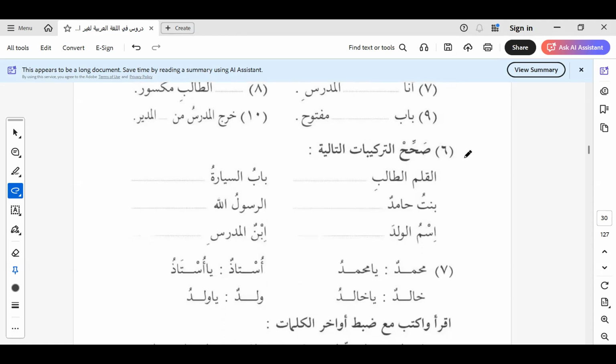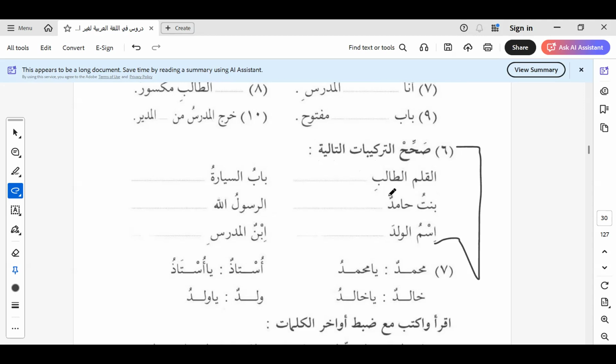Now, this second assignment 6, it's not an assignment. Just do it 5. That will be enough. But this one, correct the following compositions. You are supposed to correct. Sahhih means correct. Tarkibat al-taliya means the following compositions.